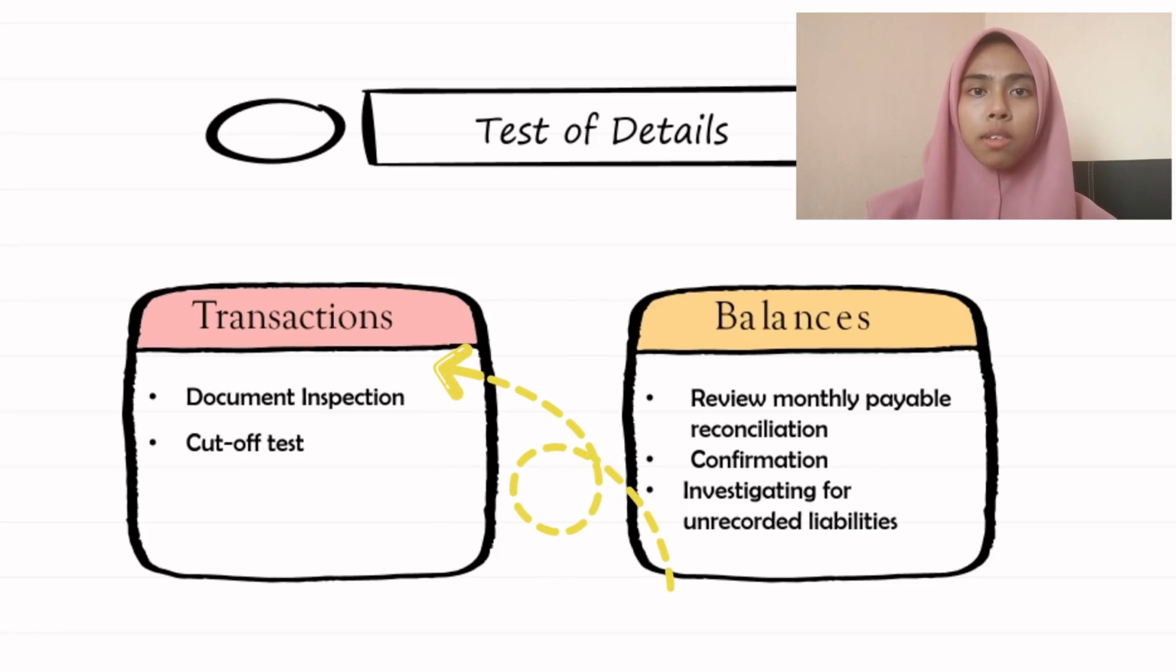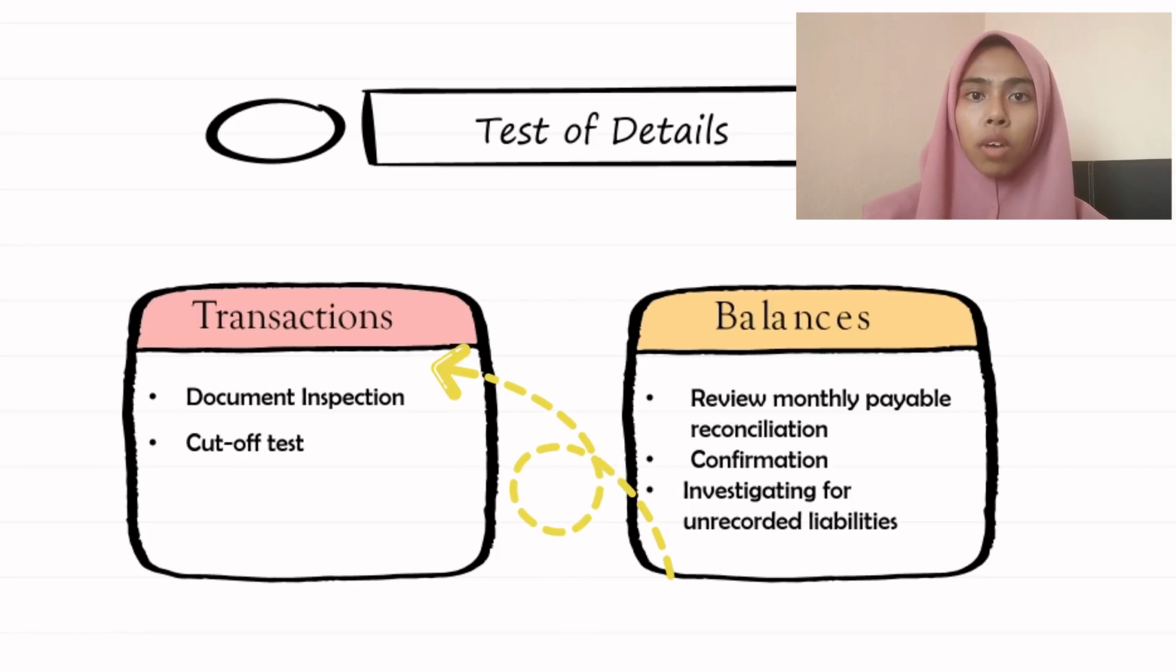We have 2 methods to inspect the document, which are vouching and tracing. For vouching, the auditor vouches the recorded purchase transaction to supporting documents such as purchase order, goods receipt notes, and supplier's invoice to identify the occurrence of the transaction, or in other words, to identify whether the transaction is valid or not. For tracing, the auditor traces from purchase order, goods receipt notes, and supplier's invoice to purchase journal and accounts payable to verify the completeness of the record.